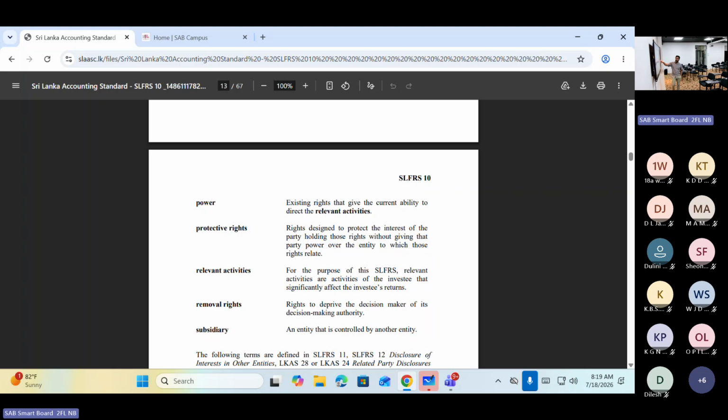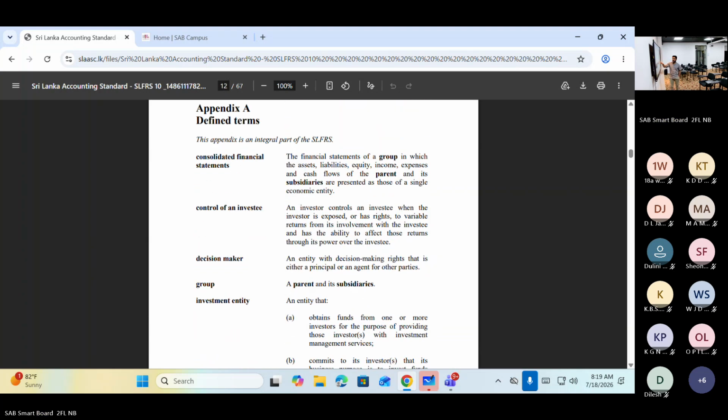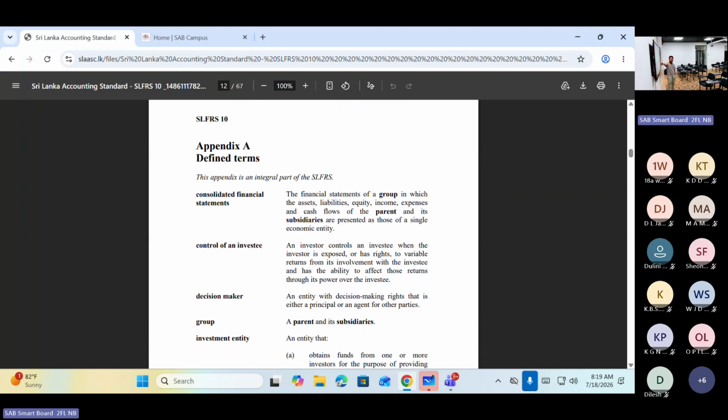Then we have another critical definition. What is that? Another critical definition. Control of an investee. That's what we try to write down. An investor controls an investee when the investor is exposed or has rights to variable return from its involvement with the investee and has the ability to affect those returns through its power over the investee. Power over the investee.